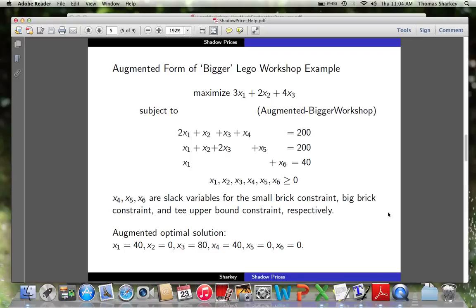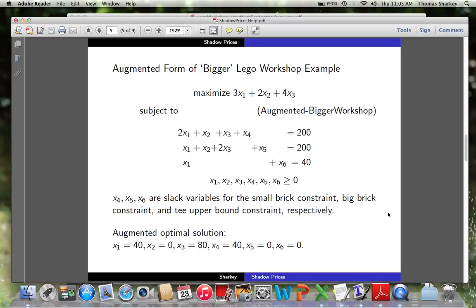x4 we've already identified, we had 40 small bricks laying around. So x4 is equal to 40. Now what becomes a little bit interesting here is, if I look at that augmented optimal solution, it turns out that it's a basic feasible solution. x4 is positive, which implies that x4 is a basic variable. And one thing we know about basic variables in a basic feasible solution is they have a reduced cost of 0.